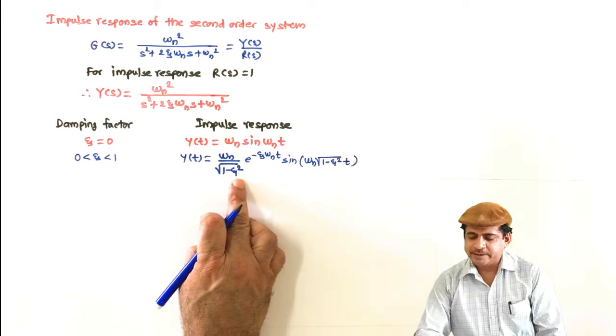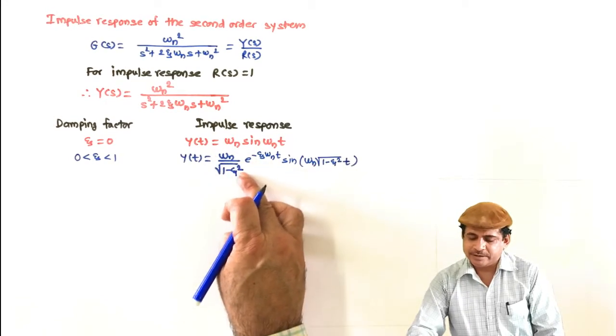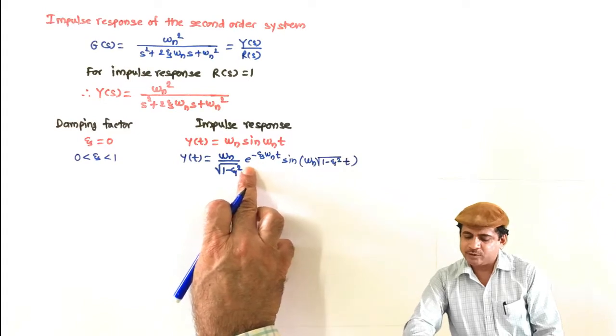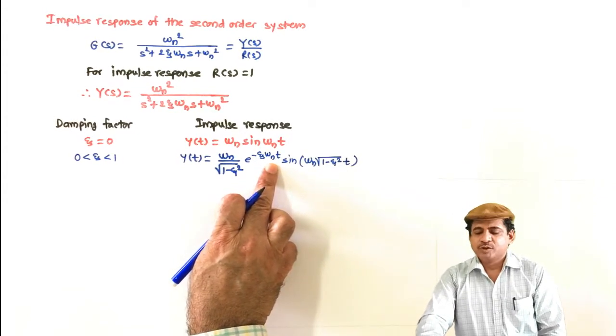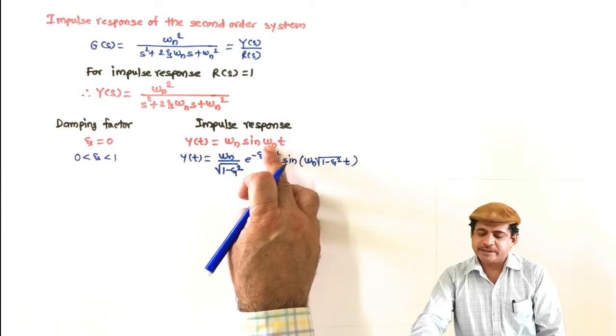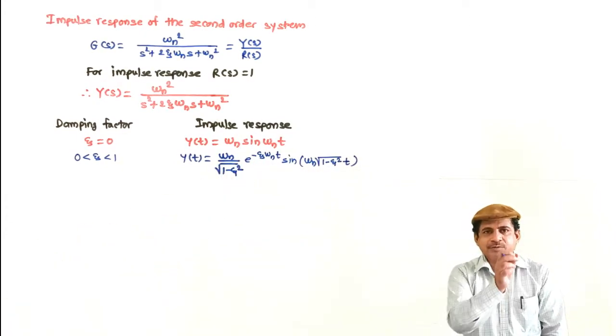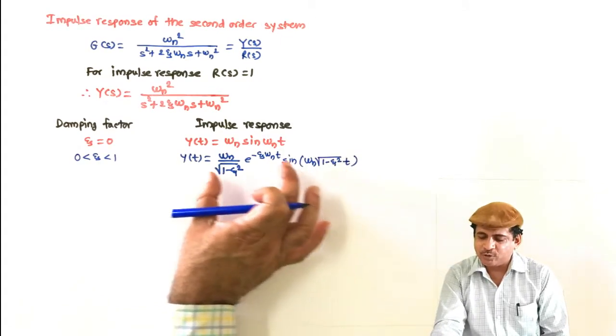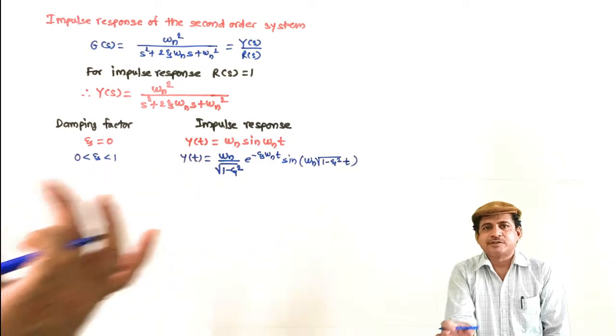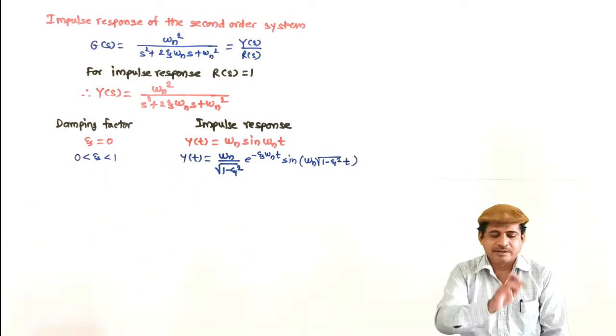So here you can see that this is the amplitude, multiplied with e raised to minus zeta omega n t. As time t progresses, this e raised to minus zeta omega n t term starts reducing exponentially, and that is why the amplitude of the sinusoidal signal starts decreasing with increasing time.